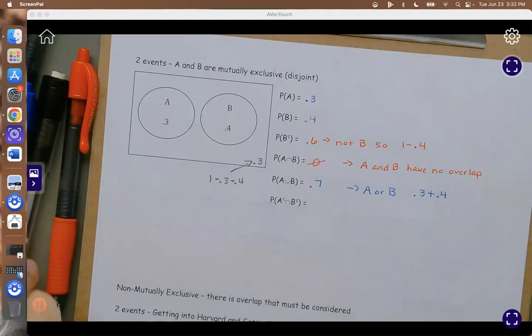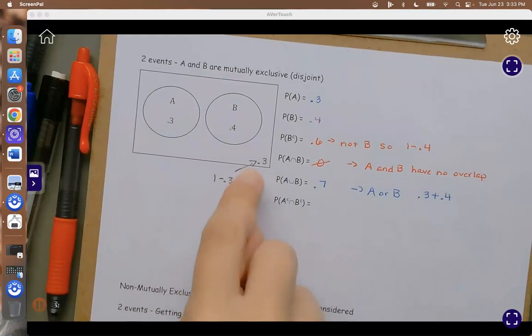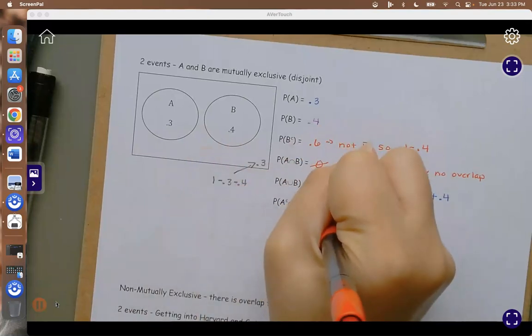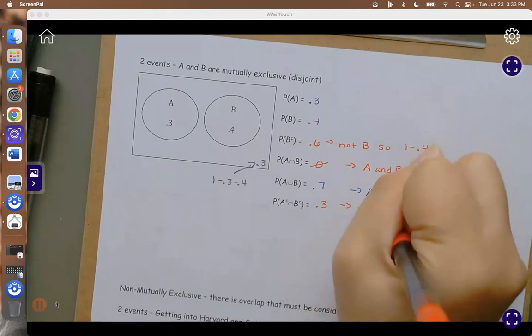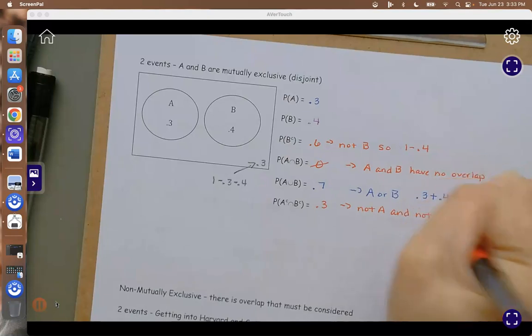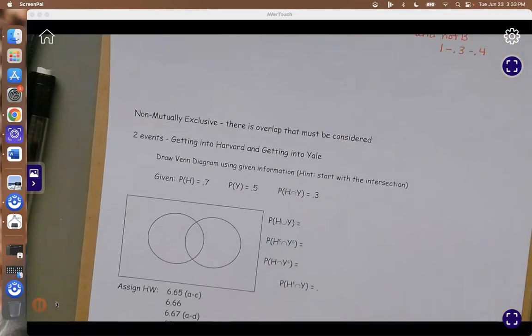Okay. Then it says not A and not B. So that means what's left. So that's the 0.3. So we're going to put a note here, not A and not B. So that's 1 minus the 0.3 minus the 0.4. Okay, these are easy peasy. Okay, this one's a little trickier. Okay, non-mutually exclusive. There is overlap that must be considered.